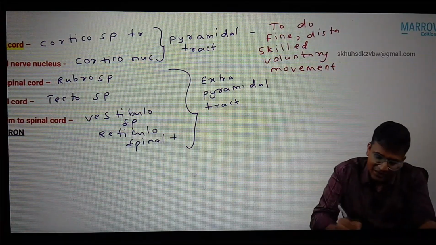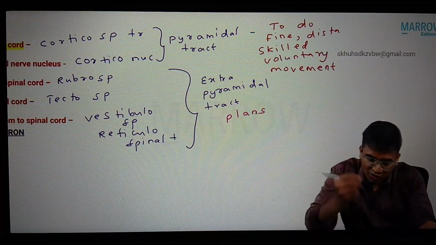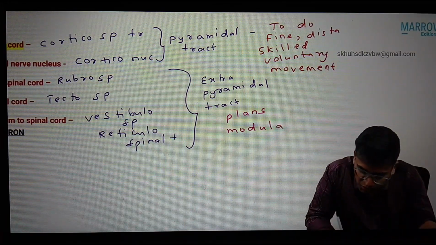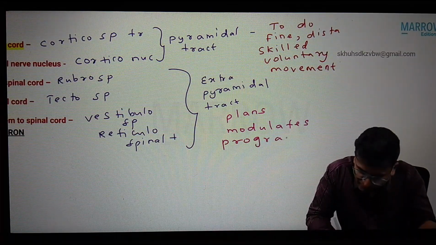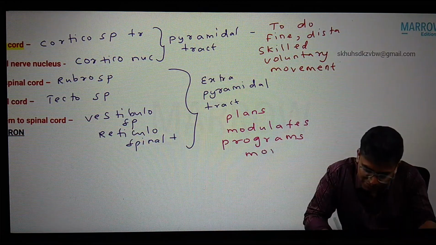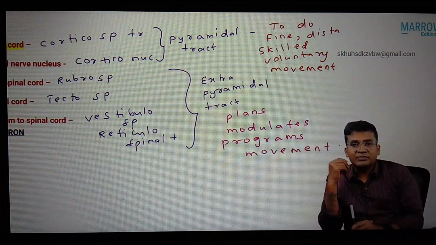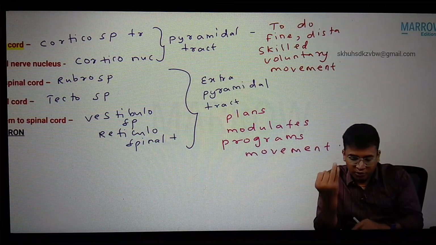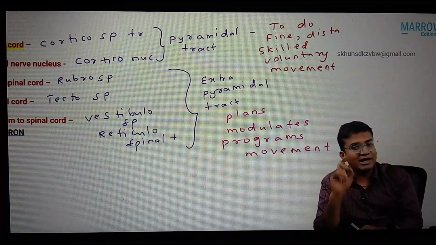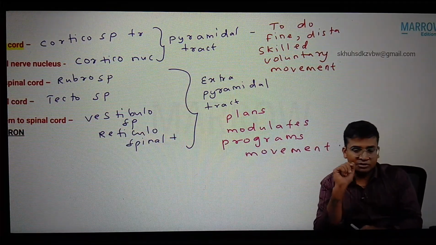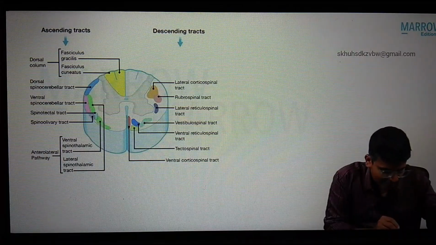The extrapyramidal tract plans the movement, modulates the movement, and programs the movement. So the extrapyramidal tract helps to plan the movement, program the movement, and modulate the movement, whereas the pyramidal tract helps to do the movement. Now see the diagram.